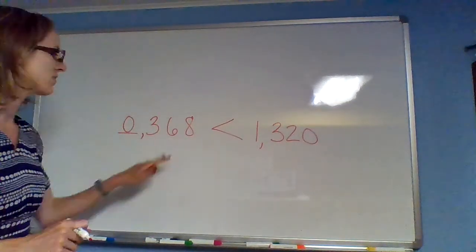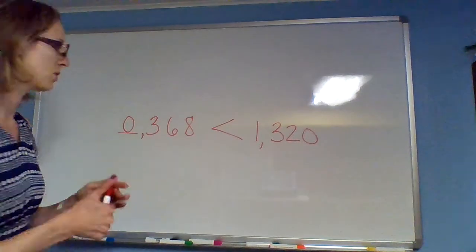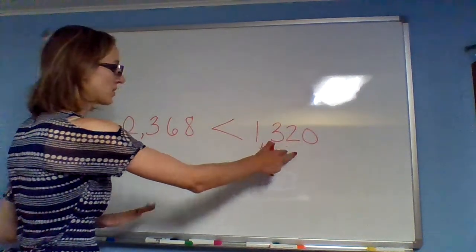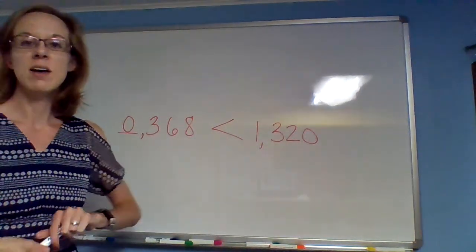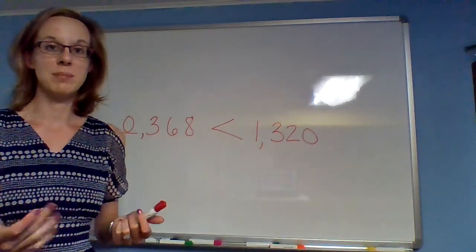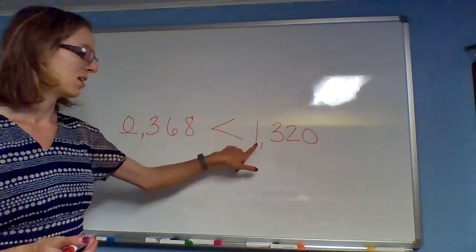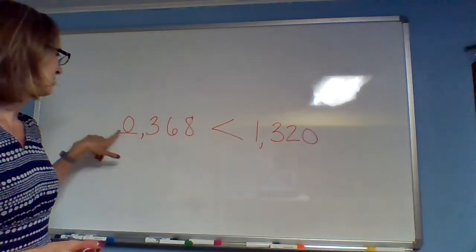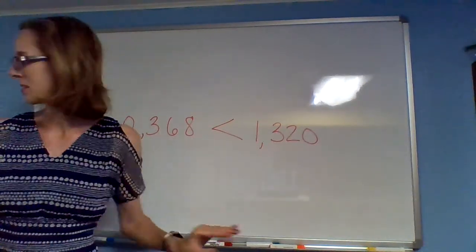When they don't have an even number of digits, so this one only had 3 digits, this one had 4, those are the ones that are pretty easy to compare because the one that has more digits has numbers. This one just has zeros as placeholders.